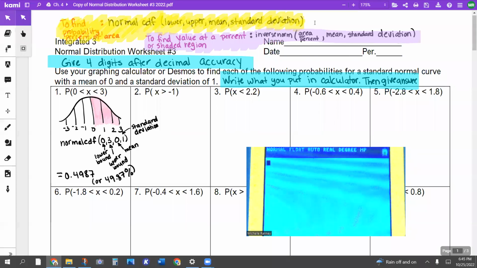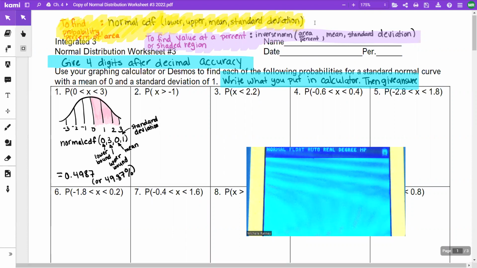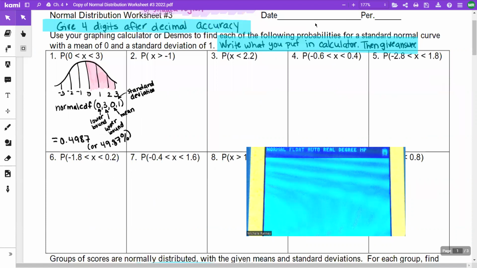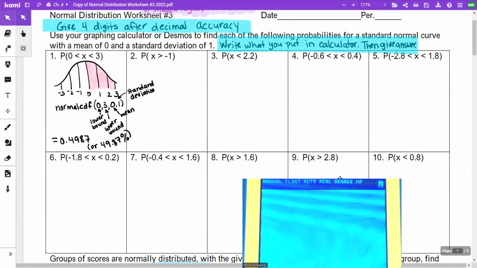So this video is for Integrated 3. This is for the chapter 4 classwork / homework number 3. All of these on numbers 1 through 10 are dealing with a standard normal curve.